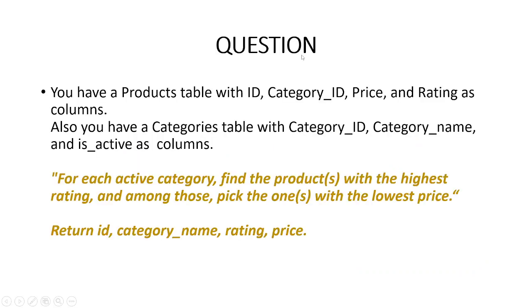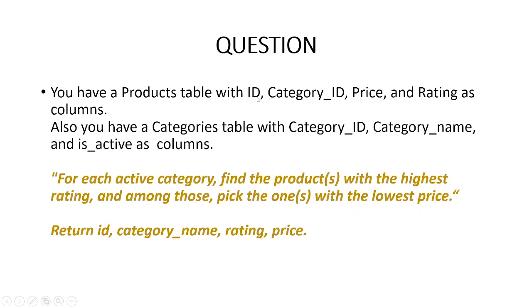So today we have a product table. We have this ID, so you can consider this as a product ID. We have a category ID, which is unique to every category. This product ID is unique to every product. This is the price that we have of each product, and this is the rating that that product has acquired.